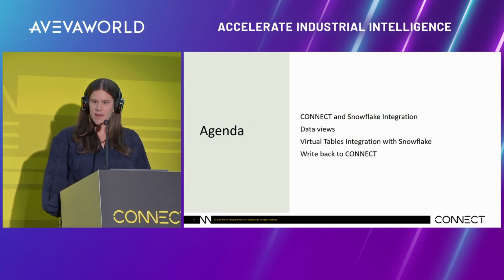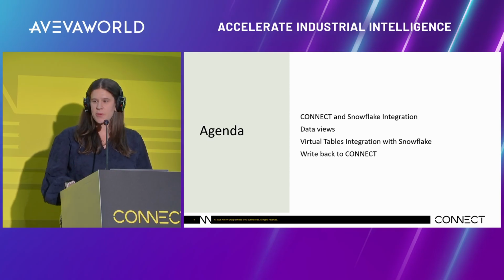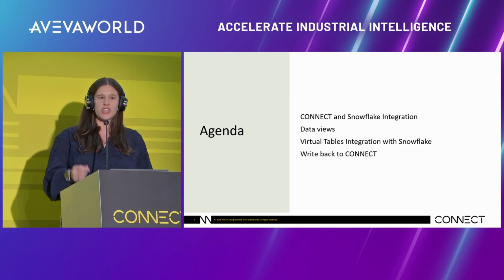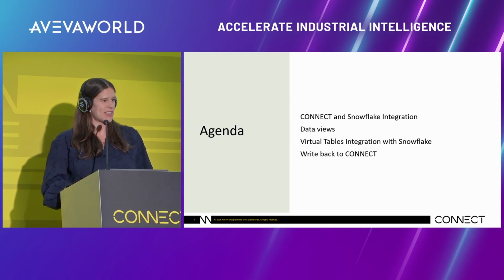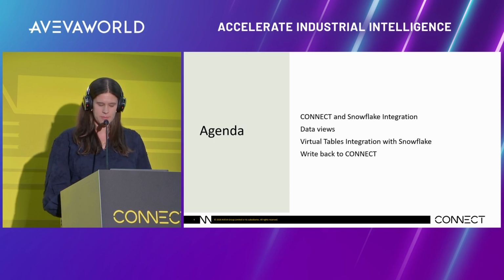So a quick agenda of what we're going to talk about. I'm going to talk about just in general what is the Connect and Snowflake integration and what it can do. Then we're going to jump into some demos. I'll talk about data views, which is kind of like the foundation of how it starts. Then we'll actually look at doing a demo of creating a virtual table and seeing it in Snowflake. And then we'll talk a little bit about, okay, let's see if you have some forecasts and information that you've gotten back from Snowflake. How can we write that back to Connect and maybe back to your on-prem systems?